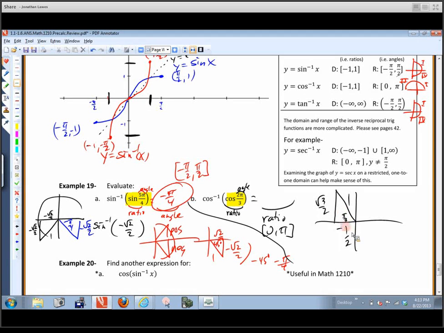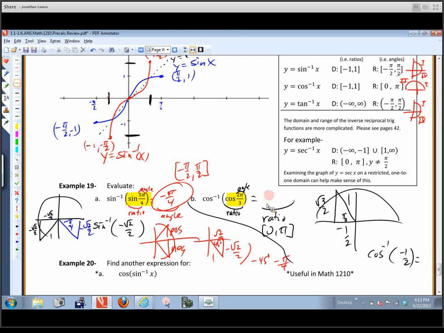The ratio that we want out of this is the cosine ratio. The cosine ratio is negative 1/2. So the cosine of 2 pi thirds is negative 1/2. So here's what we want. We want the cosine inverse of negative 1/2. We want an angle between 0 and pi that has a cosine ratio of negative 1/2. Well, if you think about all of those, it's this one right here, okay?